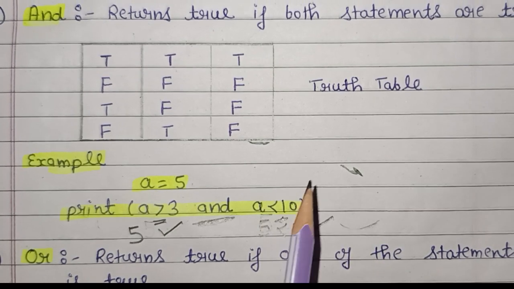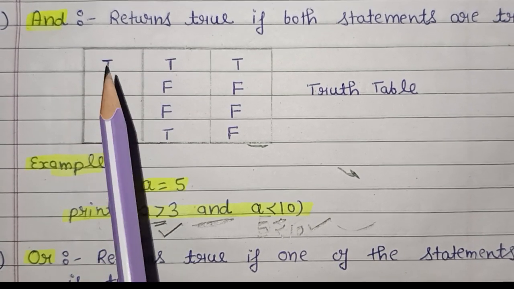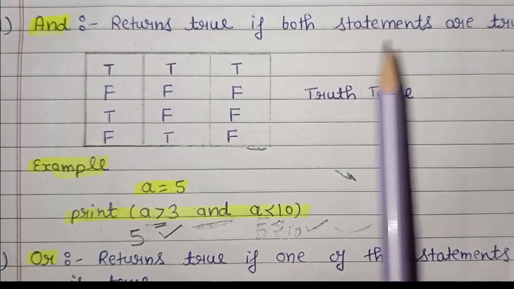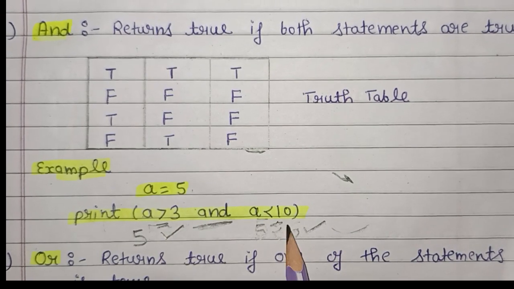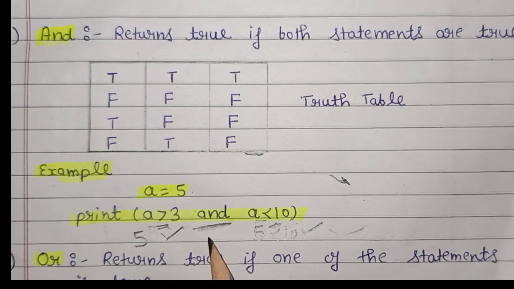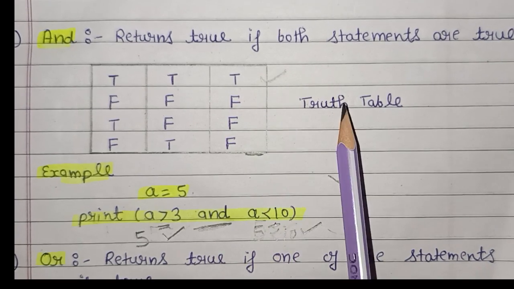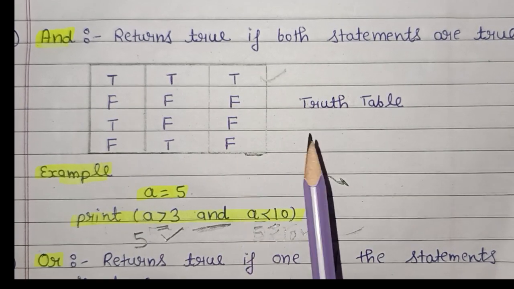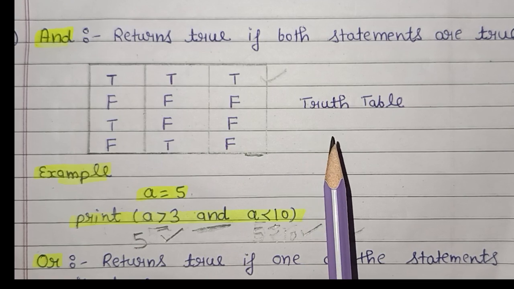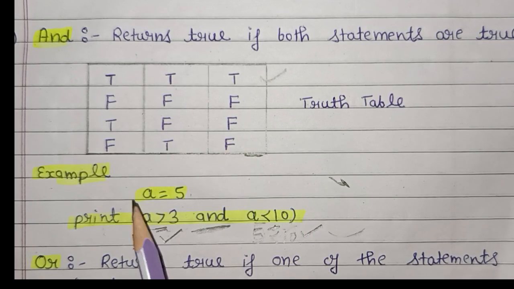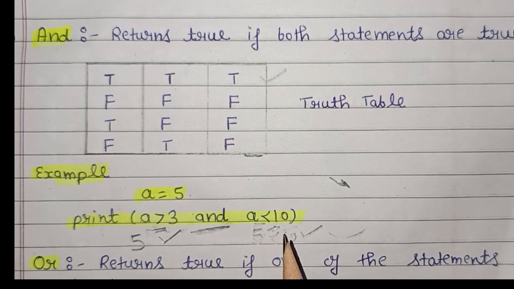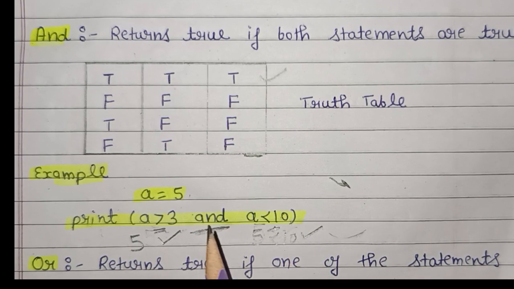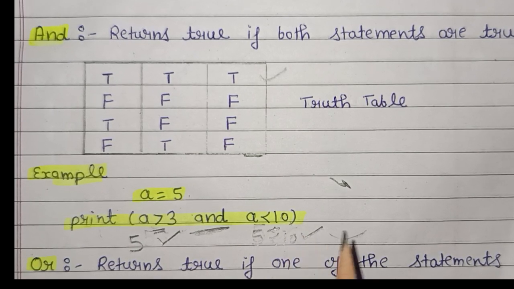Now what the and definition says: returns true if both the statements are true. Both the statements are true, so this will give us the output true. This is the truth table of the AND operator. You don't need to remember it. Just simply remember one thing: if both the statements are true, then it will give us the value true. Otherwise, it will give us the Boolean result false.